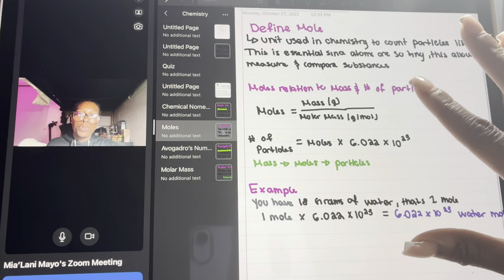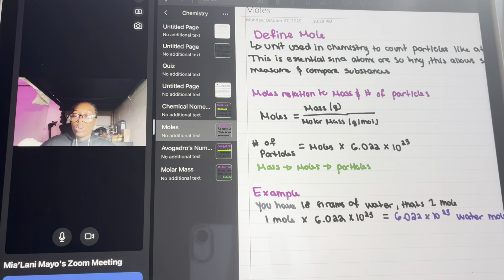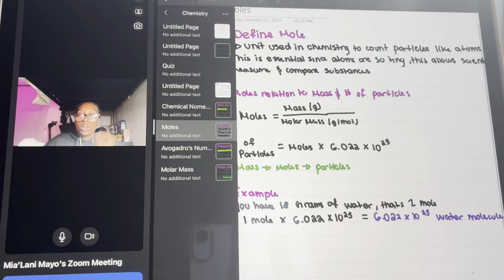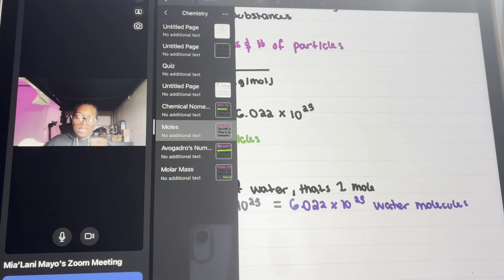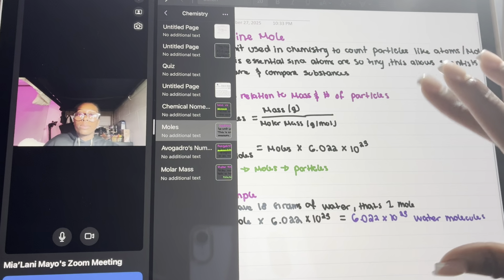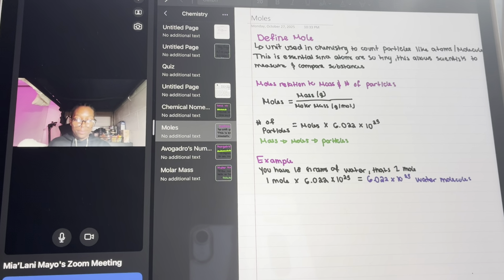Here's my example. You have 18 grams of water. That's 1 mole. So 1 mole times 6.022 times 10 to the 23 gives you 6.022 times 10 to the 23 water molecules. So whatever moles are represents that unit.